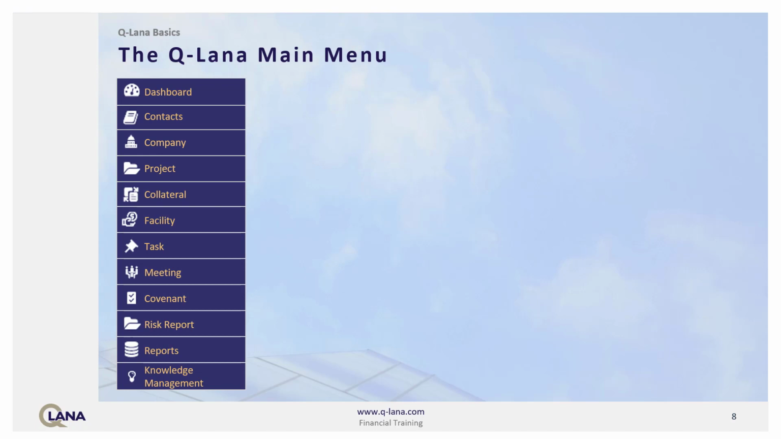When you open QLana, the application, you will see the menu on the left side. This menu has several categories which we would like to introduce in this session.